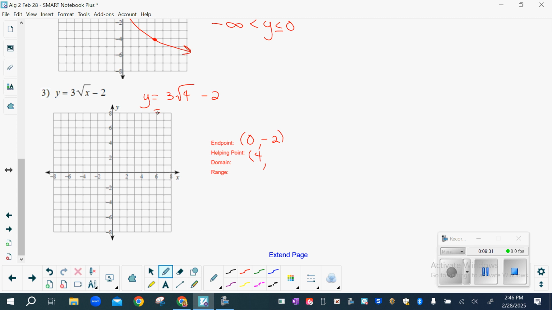So we do the square root first. 3 times 2 minus 2. And what do we get then for the answer? 4. Yeah, 4. 6 minus 2 is 4. So 0, -2, and 4, 4. That's too curvy. So this 3 took the graph that would have been just like this, and vertically stretched it.